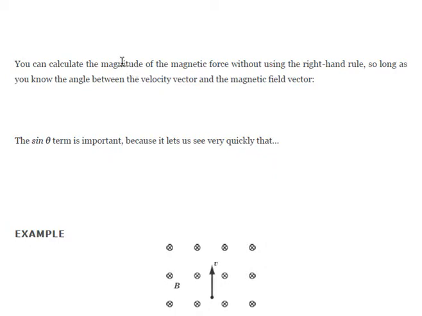So you can always figure out how big the magnetic force is without doing the right-hand rule. And this is where it gets a little bit simpler if we know an angle that is between our velocity vector and our magnetic field vector. Then we can simplify the equation down to F equals Q V B times sine theta.